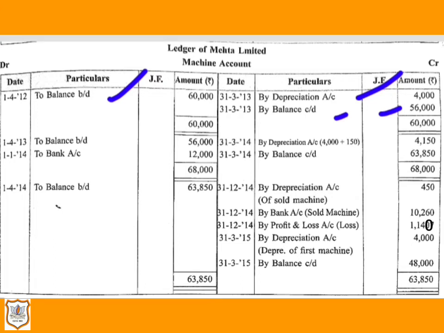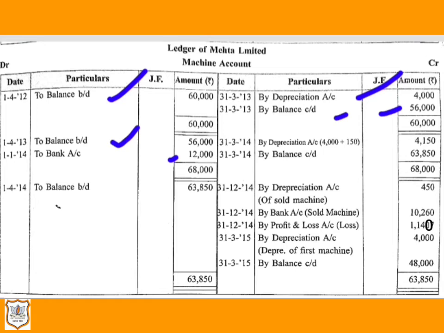Now this will be called the opening balance of the second year, a new time period. So here we will write the date, the starting date of the second accounting year, that is 1st April 2013. So here we will record 56,000 on the debit side. Then in this accounting year that begins from 1st April 2013 and ends on 31st March 2014, we have purchased the second machine for rupees 12,000. So here we will record it on the debit side, and in the particular column we will write "To bank account", date 1st Jan 2014.